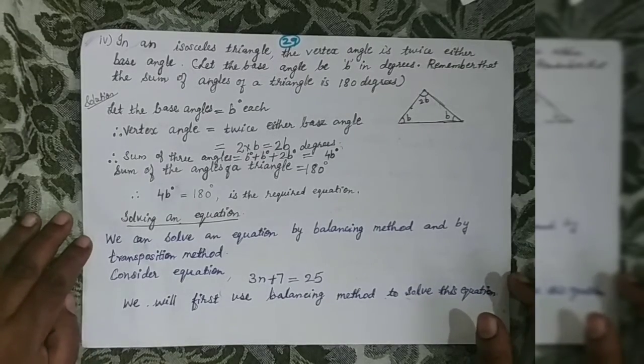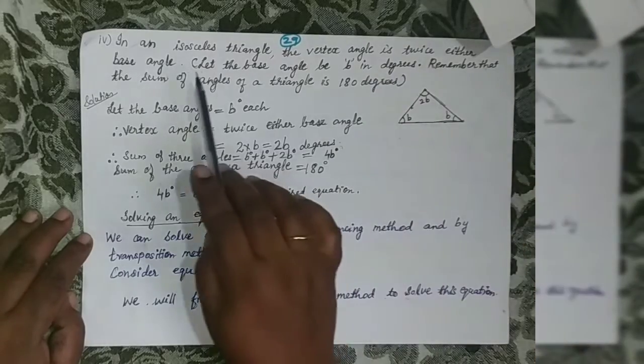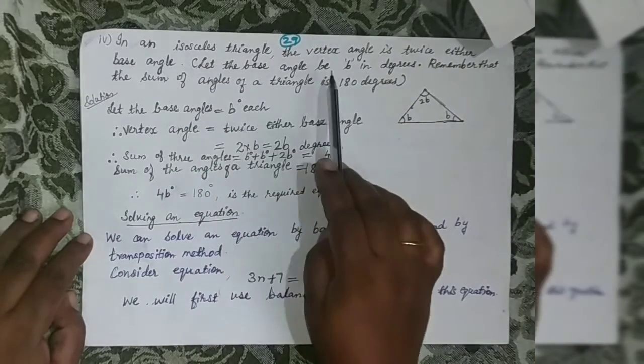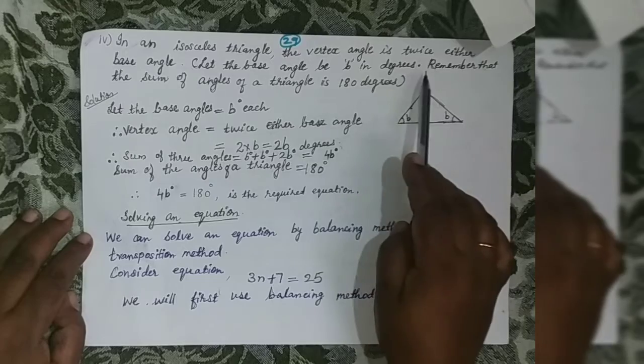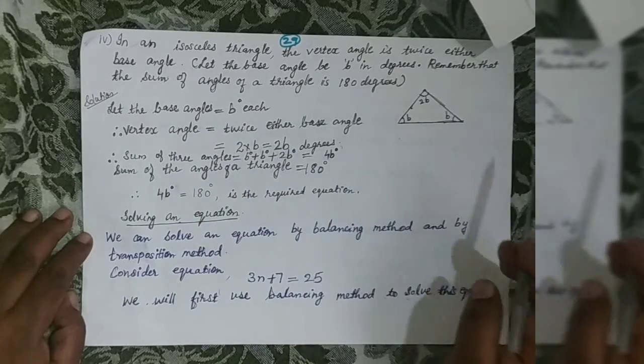Now, fourth question. In an isosceles triangle, the vertex angle is twice either base angle. Let the base angle be B degrees. Remember that the sum of the angles of a triangle is 180 degrees.